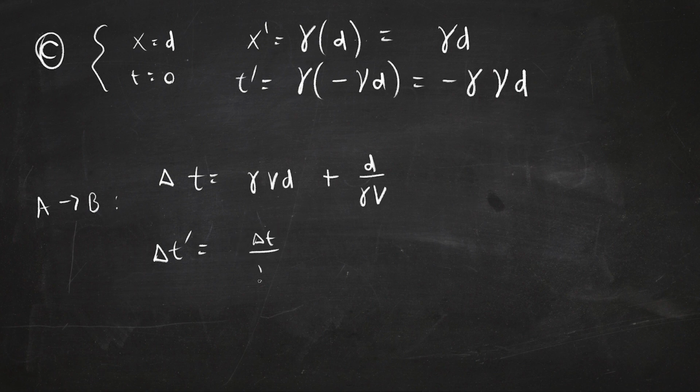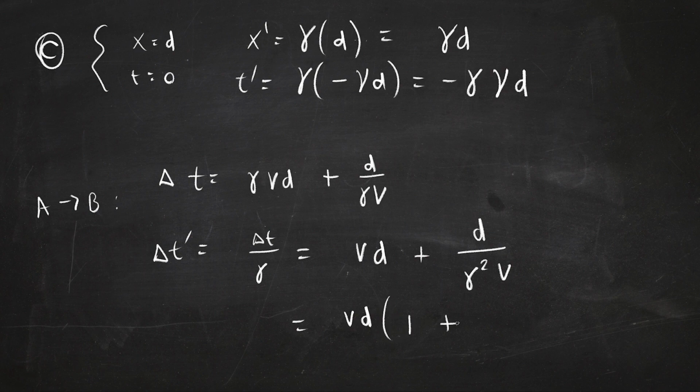I'm saying that's delta t divided by gamma, which is the vd plus d on gamma squared v, like that. So again, you can factor a few things here. You can factor the v, you can factor the d, and then you get 1 plus 1 over gamma squared v squared, don't you? And then again, you can do things with that. So gamma squared v squared, what is that? That's just v squared over 1 minus v squared.